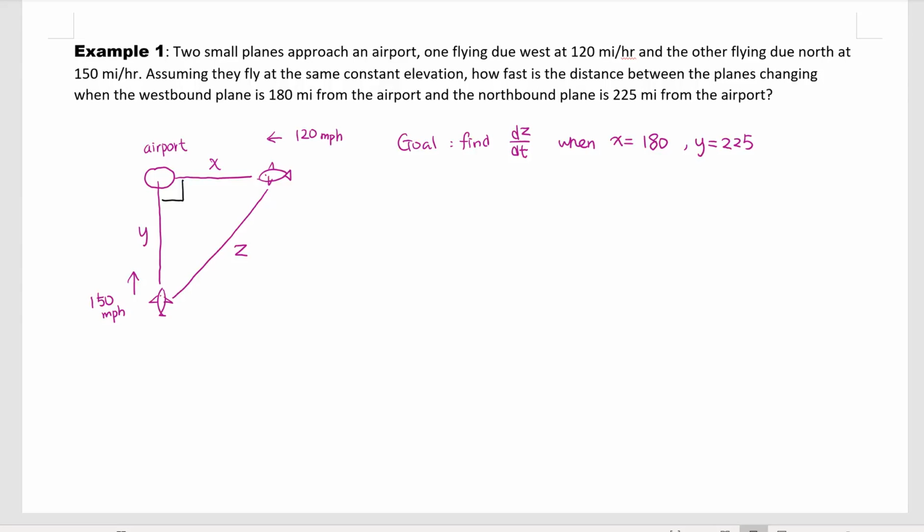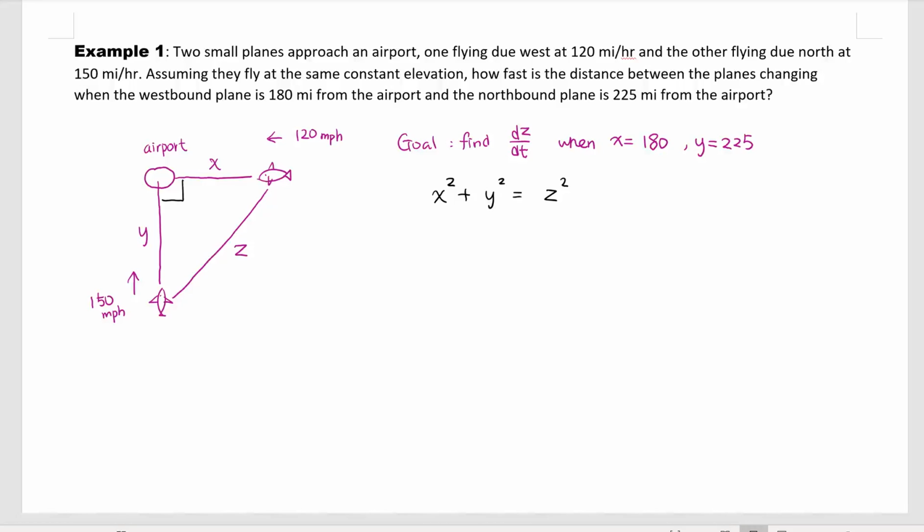By the Pythagorean theorem, we have x squared plus y squared equals z squared. Okay, so that is the formula. That's step 2. Step 3, we want to differentiate, implicit differentiation with respect to time.